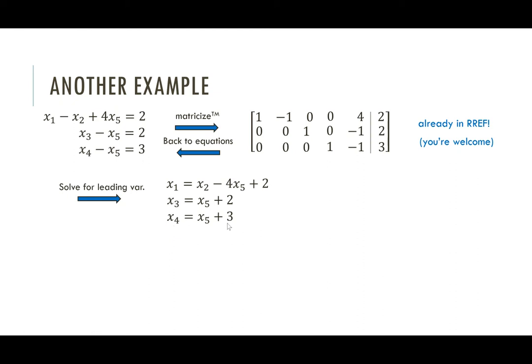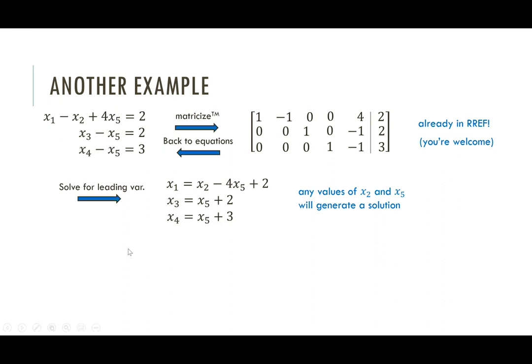Okay, solving for these leading variables, we can see that x2 and x5 are free to be whatever they want to be. Any value we choose for x2 and any value we choose for x5, totally independently of each other, we could choose something for x2, something for x5, and once we do that, we generate a solution. So any value of x2, any value of x5 chosen independently will generate a solution.